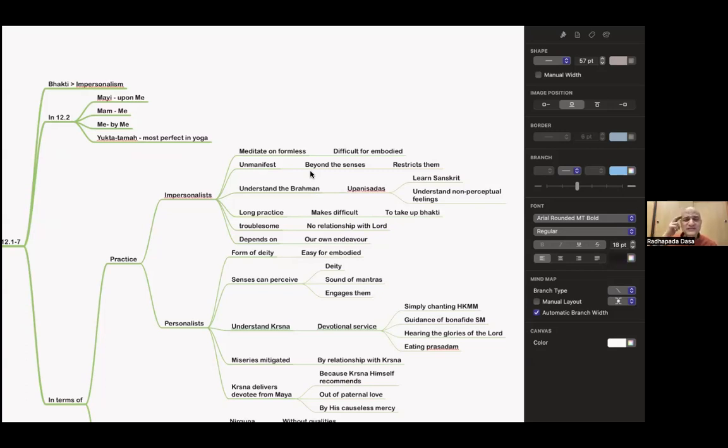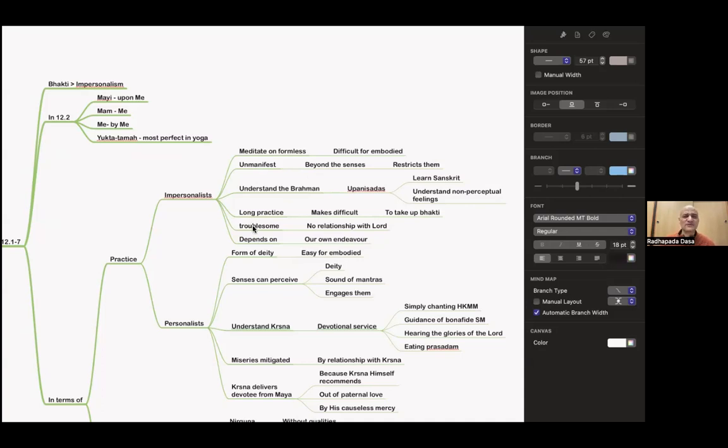Now, in order to understand the Brahman, we need to study the Upanishads, which means we need to learn Sanskrit and understand the non-perceptual feelings. So it's kind of crazy. It's very difficult. It takes a long practice. And a very long practice itself makes the process difficult to take up bhakti. Bhakti is easy. Impersonalism is difficult.